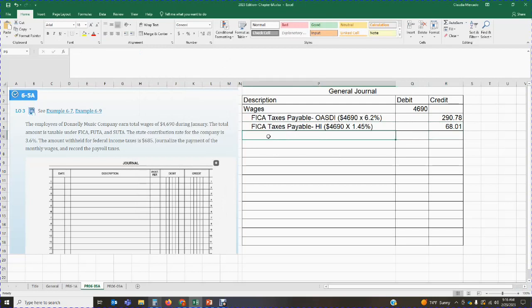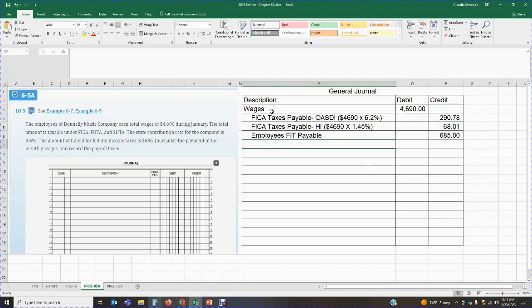The other withholding that we have is the employee's federal income tax payable. Okay? Now that amount was given to you in the problem. Federal income taxes of $685, okay? Let me put all of this, there we go, okay?